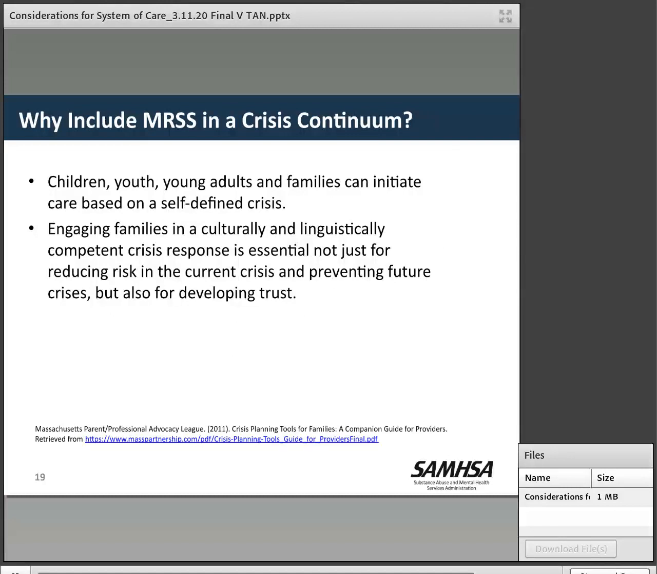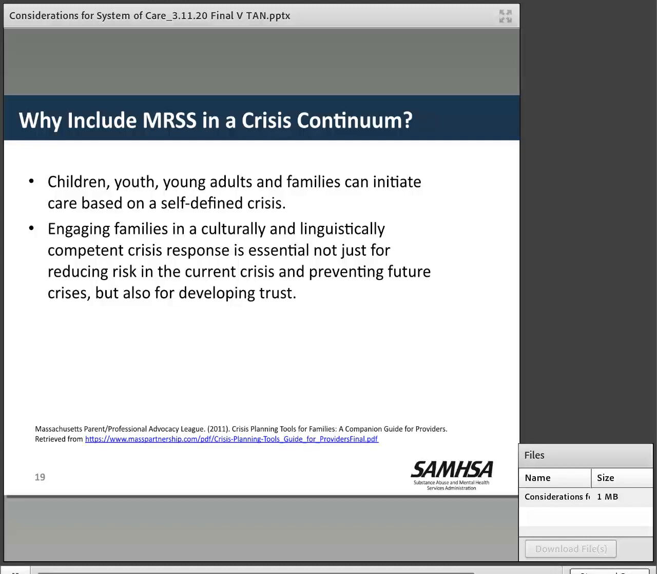So why mobile response in a crisis continuum? Because mobile response and stabilization is an upstream intervention that gets to youth at the time that they're beginning to experience the beginning of change for them. Children and youth and young adults and families can initiate care based on a self-defined crisis. In other words, when a family calls for help, they're defining the crisis, not the professionals who are answering the phone. Because the parent is defining the crisis, and we accept that definition, because the parent picked up the phone and called the public mental health system, we recognize that they need help and we send it.